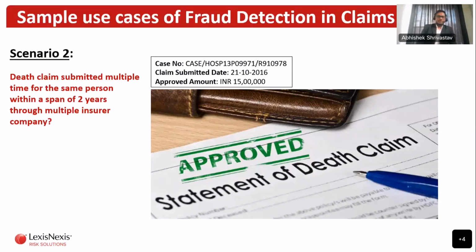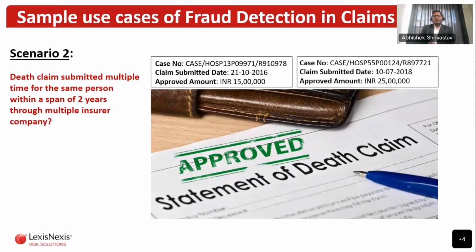So we got one case on the 21st of October 2016. The claim was submitted for one person, which is a death case, and the company paid a huge sum of money to the beneficiary. But we also had one more case. The first case came via one company. The person has a policy in two companies, by the way. So he submitted the claim in 2016 in the first company, and he got a huge sum of money on top of it.